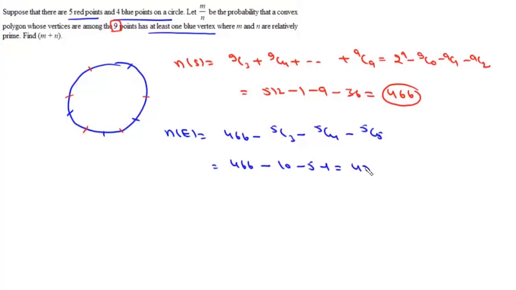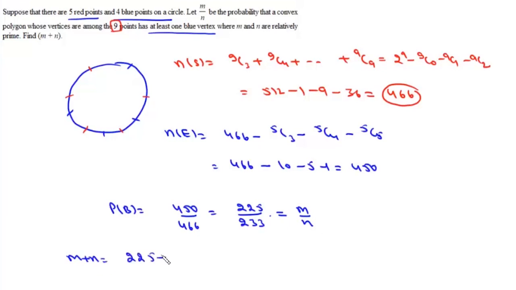So this value is nothing but 450. So the required probability that it will have at least one blue vertex will be given by 450 upon 466, which is 225 upon 233, and this is equal to m by n. Now we need to find the value of m plus n, so it will be simply 225 plus 233, which is 458, and that is the answer to this question.